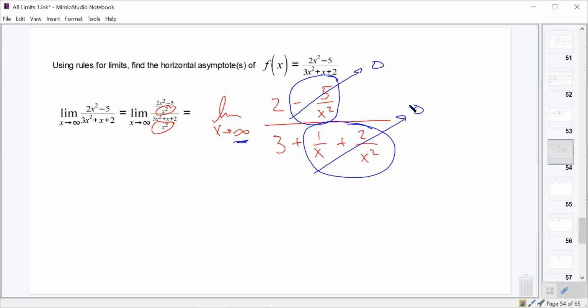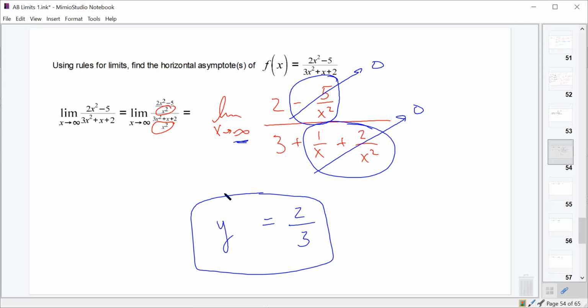And so effectively, all that is significant, all that matters is the leading coefficients of the highest degrees. So we end up getting 2/3. And so our horizontal asymptote is y equals 2/3. Everybody good with that or no? And that's where that rule comes from, that if the degrees are the same, you can divide the leading coefficients.